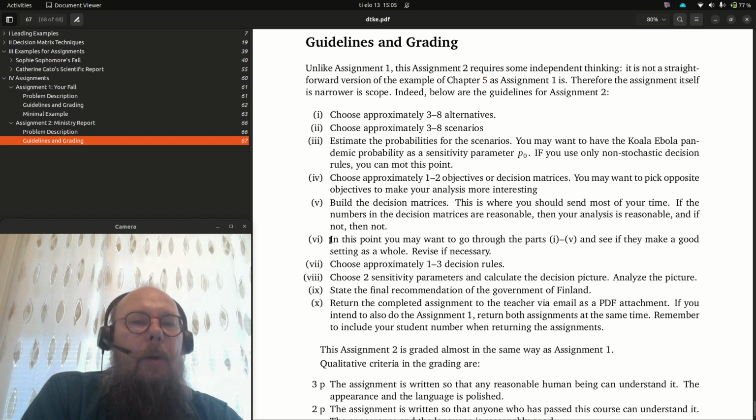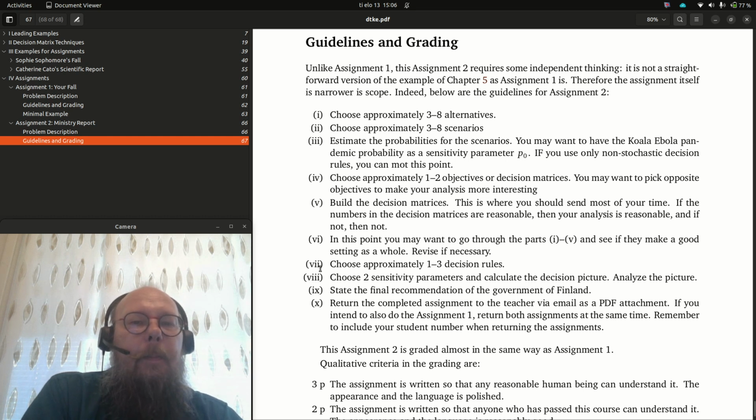Point 6, okay, again, this point is good to go through the parts 1 to 5 and see if they make good setting as a whole and revise if necessary. So this is kind of sanity check that what you have done here makes reason as a whole.